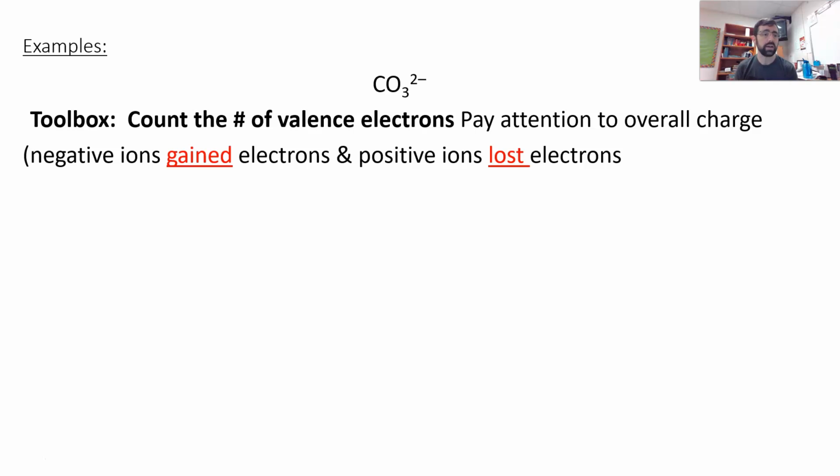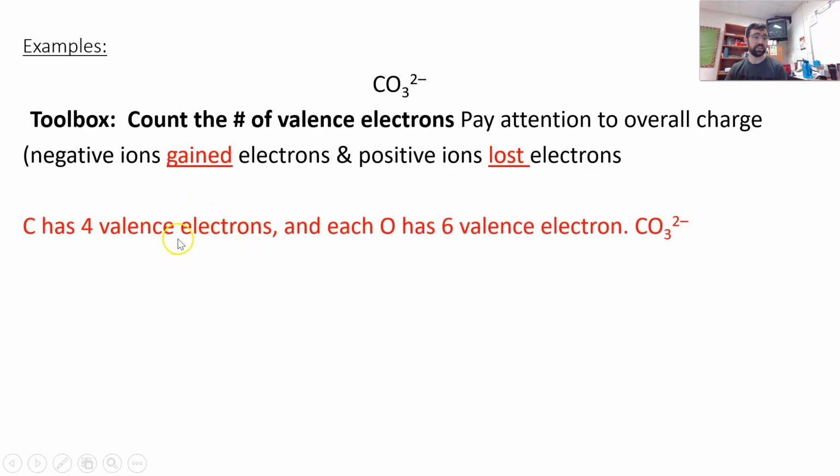Look at the toolbox. We want to count up the number of electrons that we have, the number of valence electrons, and don't forget about our overall charge. Negative ions have gained electrons and positive ions have lost electrons. This is a negative ion, so that means I have extra electrons. Because it's a -2 charge, that means I've got 2 extra electrons. So we need to keep that in mind as we add these up.